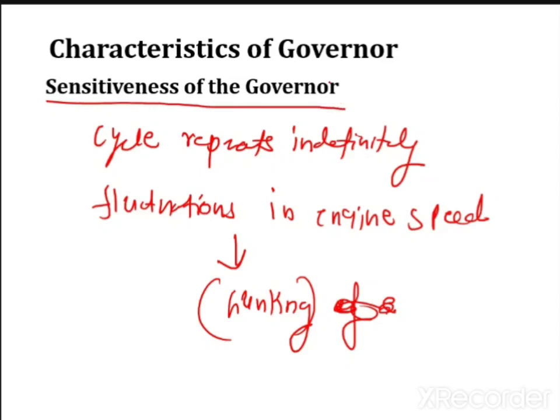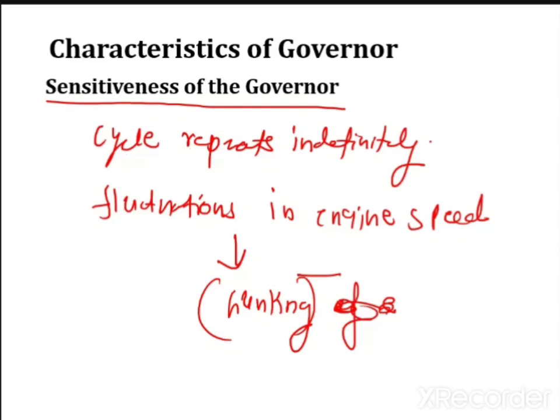Whenever you are designing a governor, it is very important that you design it with a proper sensitivity. And for that, how do we calculate? It's (N2 minus N1) upon N. If you are not designing a governor with proper sensitiveness, your engine will hunt. So what do you mean by engine hunting? The fluctuations in the speed, which are because of the cycle repeating indefinitely.